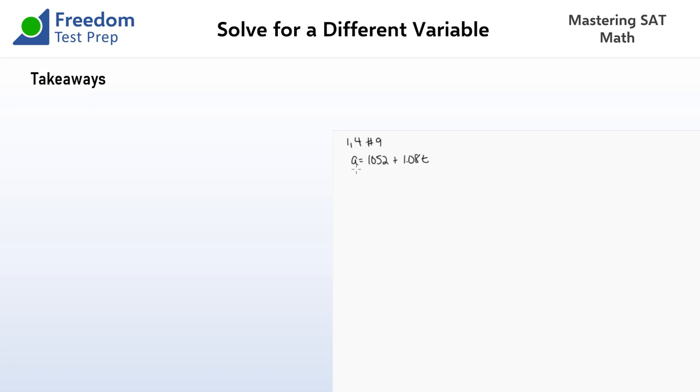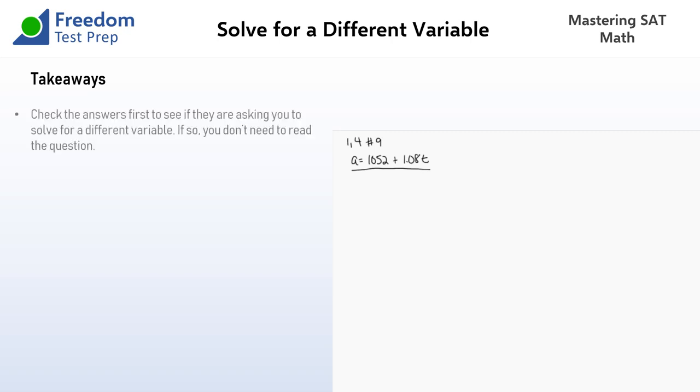And they give us a formula to begin with. And honestly, we don't even need to read the question, because if we look at the answers, we can see that we're just solving for t. So how do you take this equation that is solved for a and get the t alone?